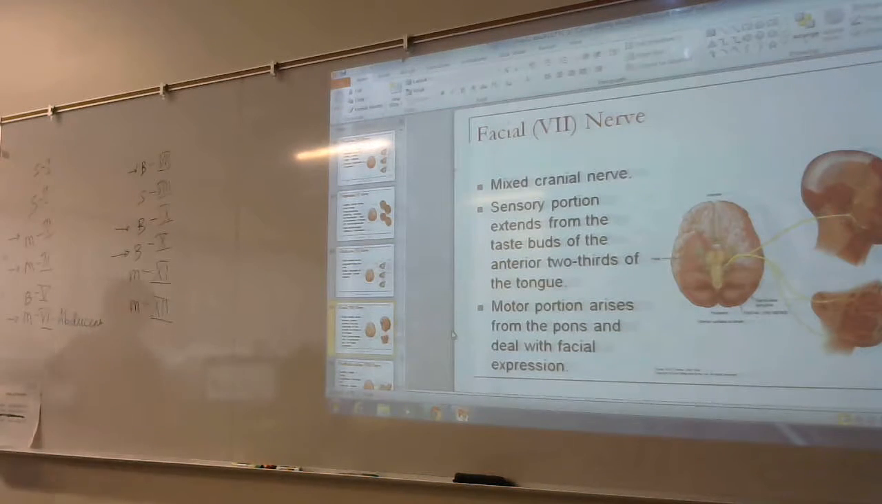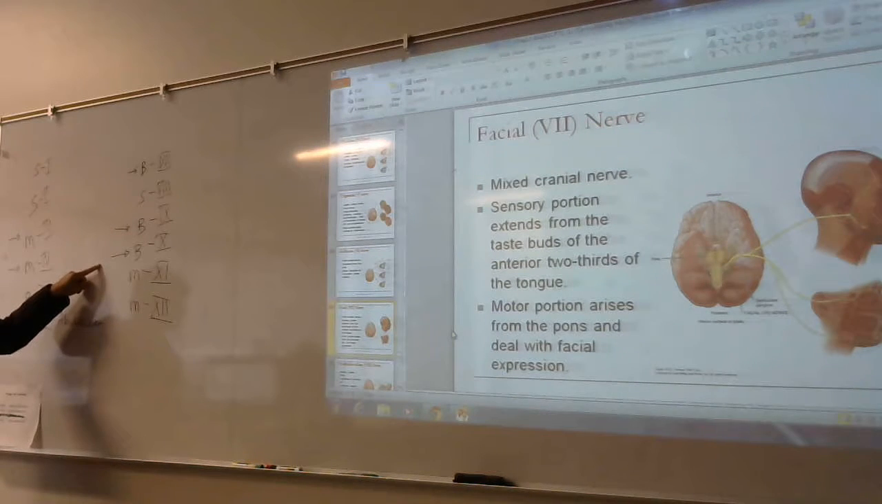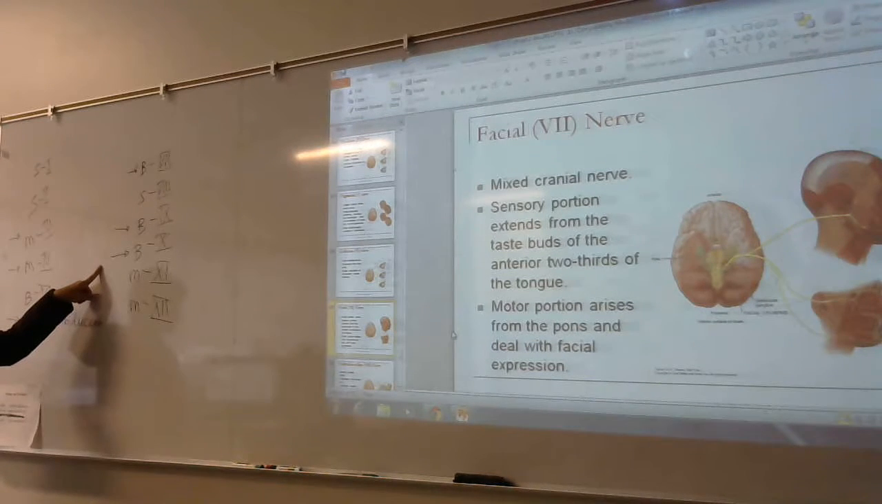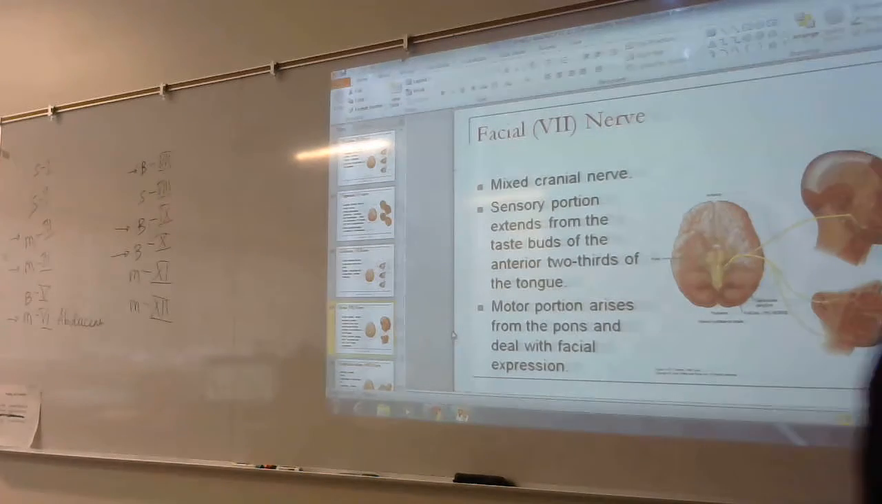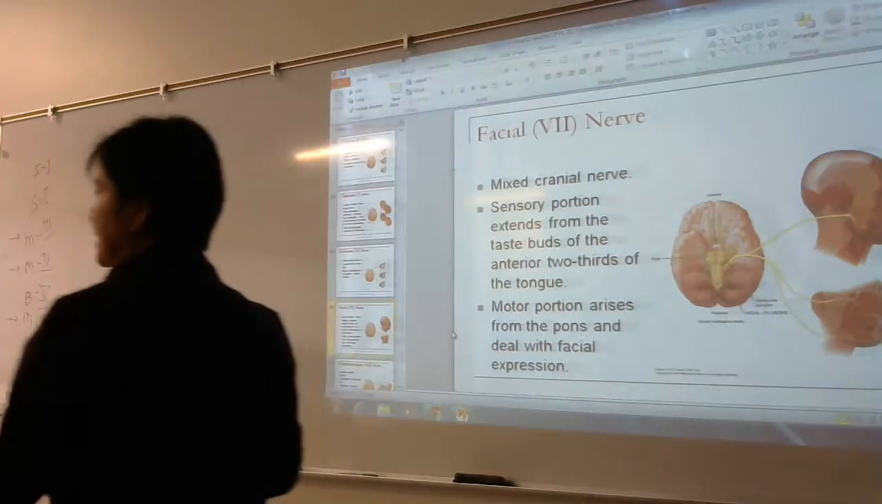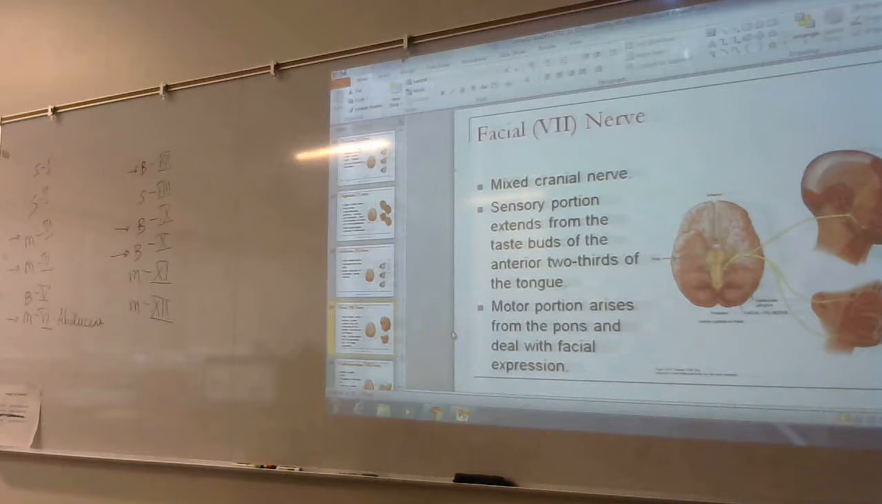So 7, 9, and 10, these 3 cranial nerves are the ones for taste, okay? And if you have a problem with 7, 9, and 10, one common complaint will be loss of taste, of course, and also dry mouth. They're the ones that make saliva, 7, 9, and 10. So a patient comes in, dry mouth, think 7, 9, 10.